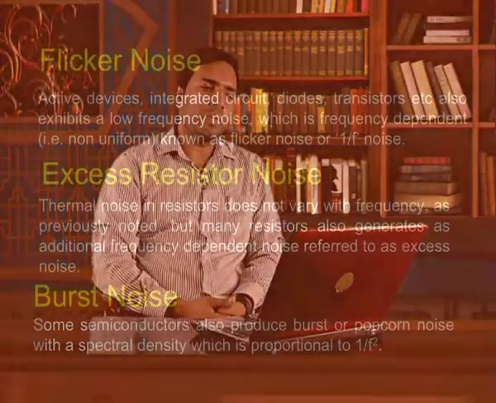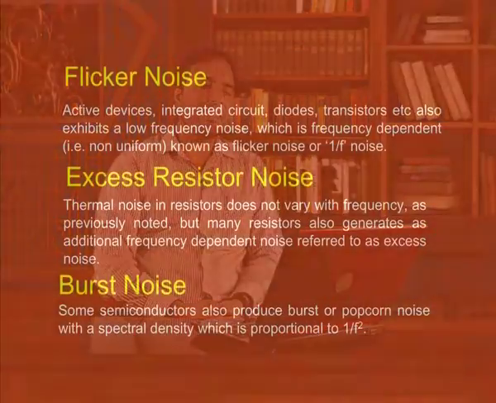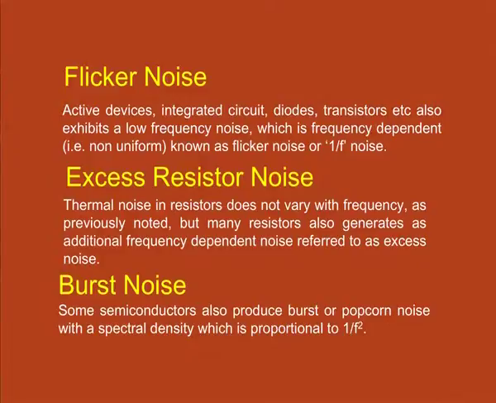The other three noises which we are going to discuss in this topic start with flicker noise. This is caused by active devices, integrated circuits and diodes, and is due to the combination and recombination of the carrier components. Then there is another type of noise called excess resistor noise. In some devices, your thermal noise can be frequency dependent also, and that extra component which shows the frequency dependency is called excess resistor noise. Then there is burst noise, or popcorn noise, which is due to different kinds of charge generation phenomena, and it has a spectral density which decays with the inverse of the frequency squared. So, at higher frequencies this noise power is negligible.